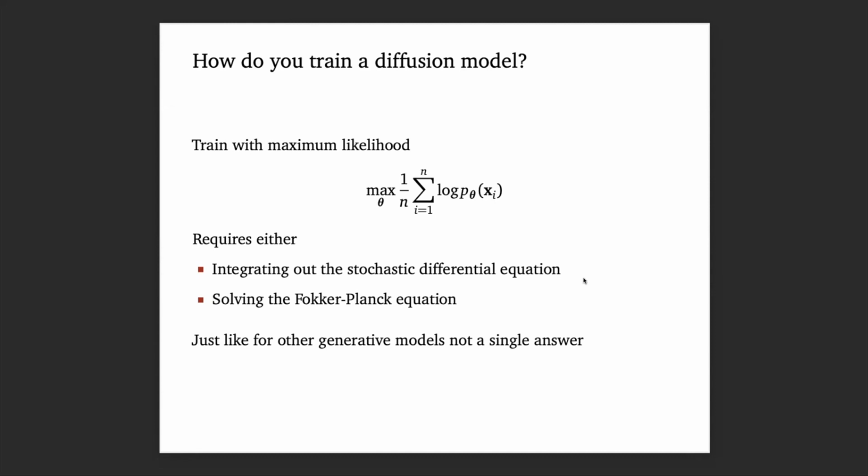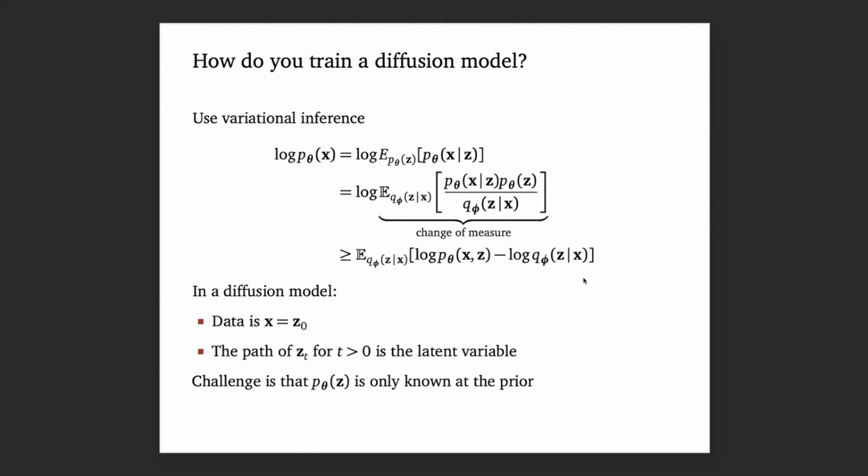But I want to say that just like for other generative models, there's not a single answer here. It's not like we're married to maximum likelihood. You can write down score matching and it has optimality properties. But if you go with me for a second and you're like, okay, I want to do maximum likelihood. Those two things that I just described, integrating out an SDE, solving a partial differential equation, sound hard. So maybe I can rely on one of the traditional tools that exist in training models that have latent variables. And that's variational inference.